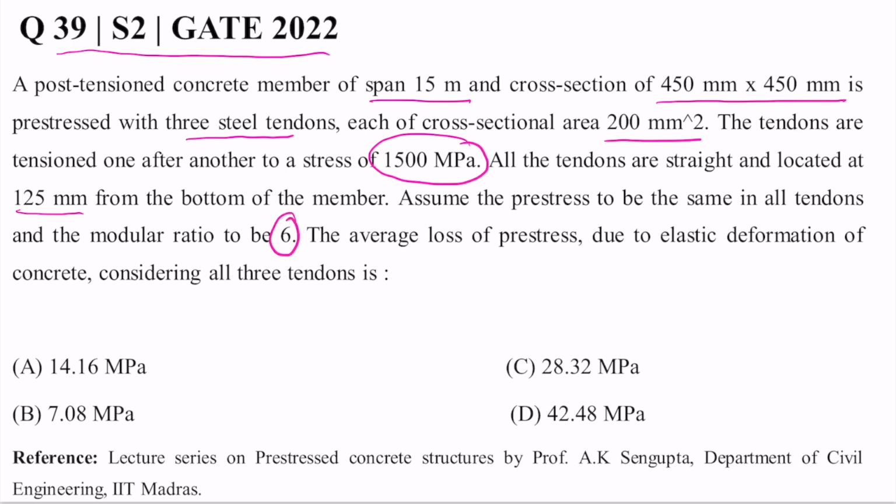The average loss of pre-stress due to elastic deformation of concrete considering all 3 tendons is. So 4 options are given to us.